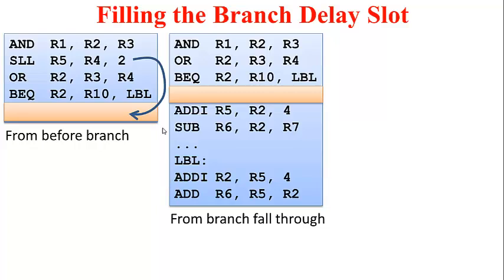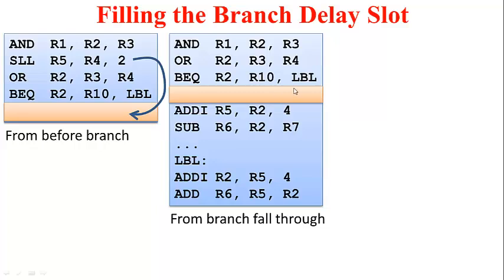To say the same thing in different words, assuming a normal branch, if this were to execute, then the value of R5 which is used by the branch target instructions will be something not produced by this ADDI. It will be something else. So it is not possible to move this ADDI instruction to this branch delay slot.